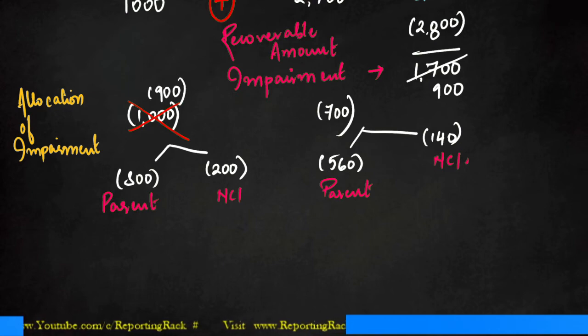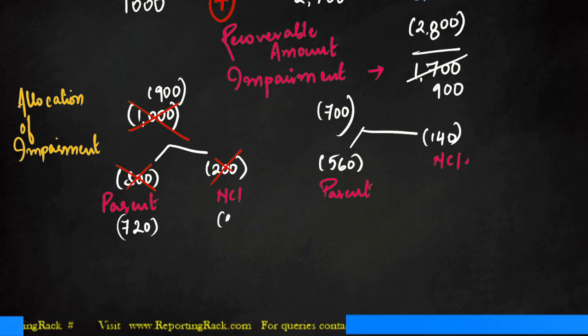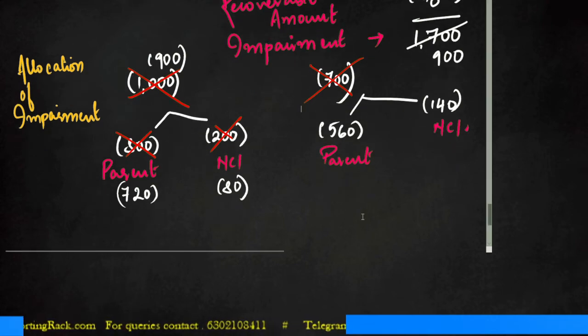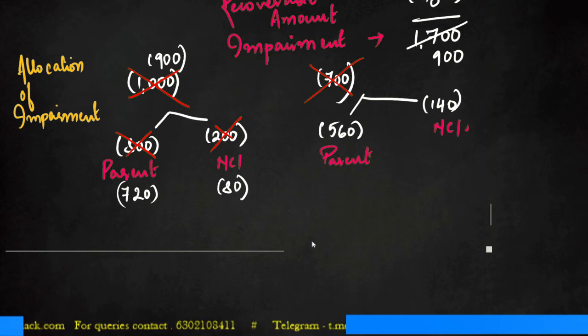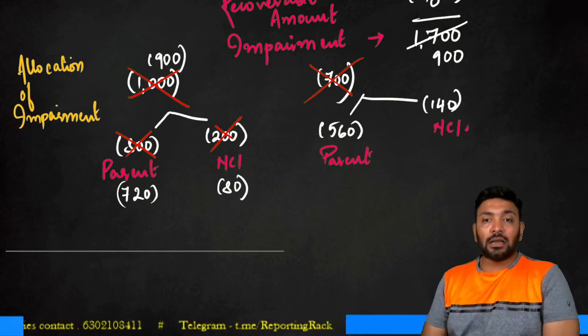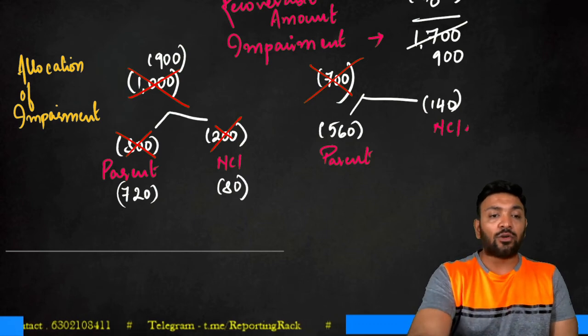Out of 900 allocated to goodwill, parent will take 80%, 720. NCI will take 80. There is no further reduction in other assets because the entire 900 got adjusted only against the value of goodwill. So this is regarding impairment of goodwill in the subsidiary whenever you are trying to solve the questions. Clear, guys? I hope I was clear with this calculation.